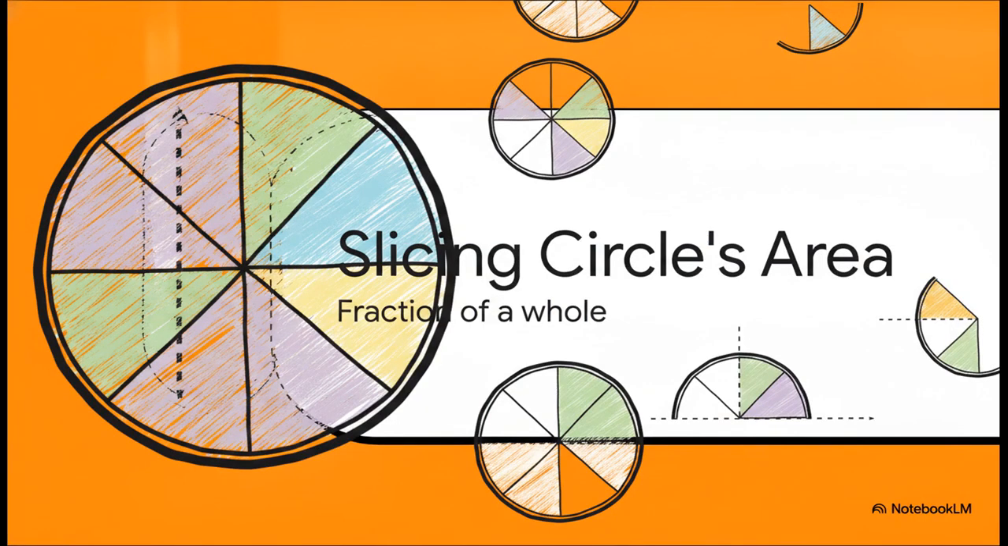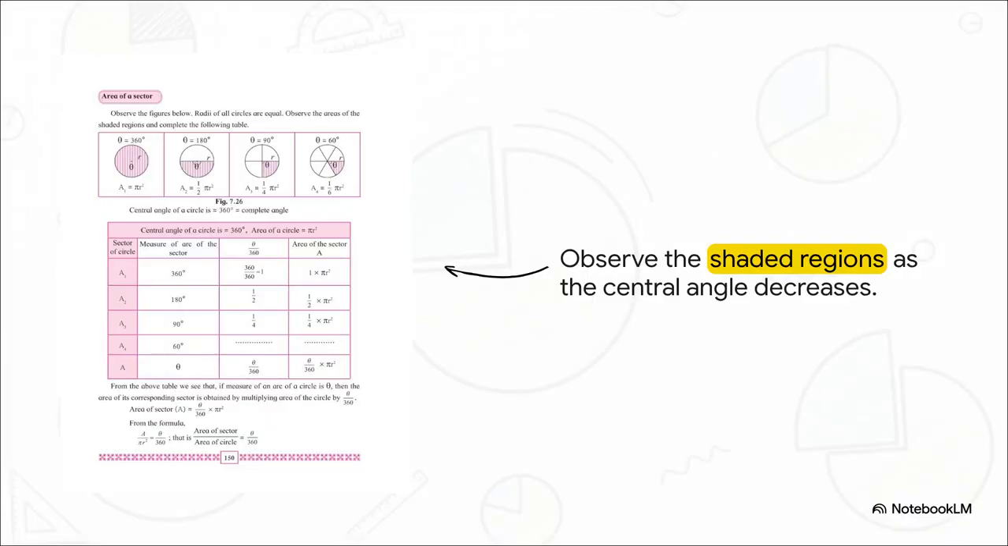Section 1, slicing the circle's area. Now, I want you to carefully observe these shaded regions on your screen. You know that a full 360-degree circle gives us the total area pi r squared, right? But watch what happens as we decrease that central angle. Slicing the circle into exact halves at 180 degrees, quarters at 90 degrees, and sixths at 60 degrees directly shrinks that shaded area. It shrinks in perfect exact proportion to the angle itself.